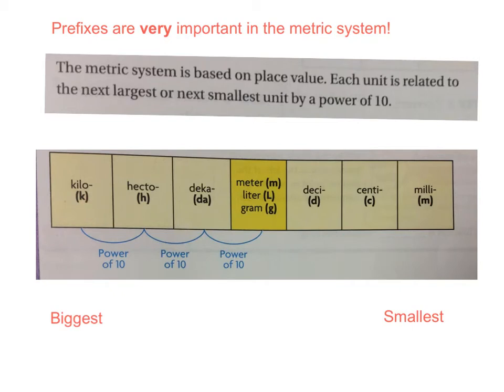And all of these prefixes, kilo, hecto, deca, deci, centi, and milli, they're all prefixes that go before these basic units that we just went over. Okay, so for example, you can have kilometer, or you can have hectometer, or you can have millimeter, or you can have decagram or centigram, etc. Okay? Now, each one is related to the next smallest one by a power of 10. So kilos are 10 times bigger than hectograms, or hectos. Hectoliters would be 10 times greater than a decagram. Does that make sense? Good.